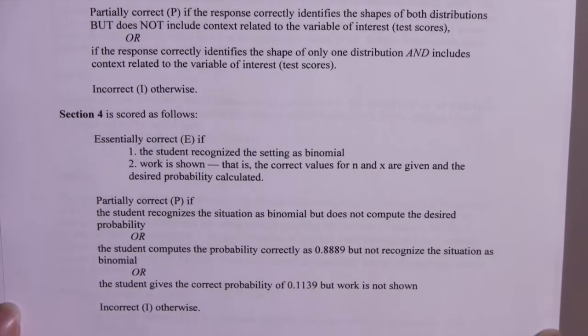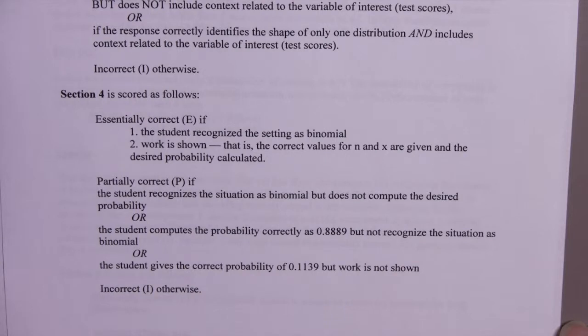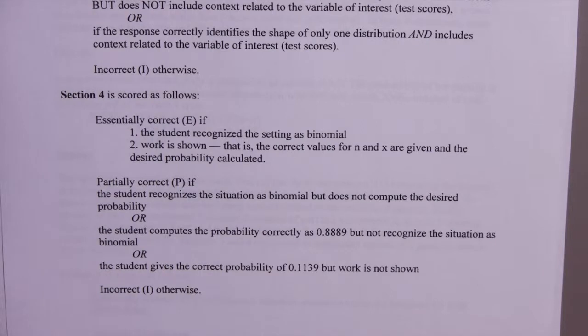Section 4 is scored as follows. You get an E or essentially correct if the student recognized the setting as binomial and work is shown. That is, the correct values for n and x are given and the desired probability is calculated. You get a P or partially correct if the student recognizes the situation as binomial but does not compute the desired probability. Or the student computes the probability correctly as 0.8889 but does not recognize the situation as binomial. Or the student gives the correct probability of 0.1139 but work is not shown. Incorrect if it's anything other than that.